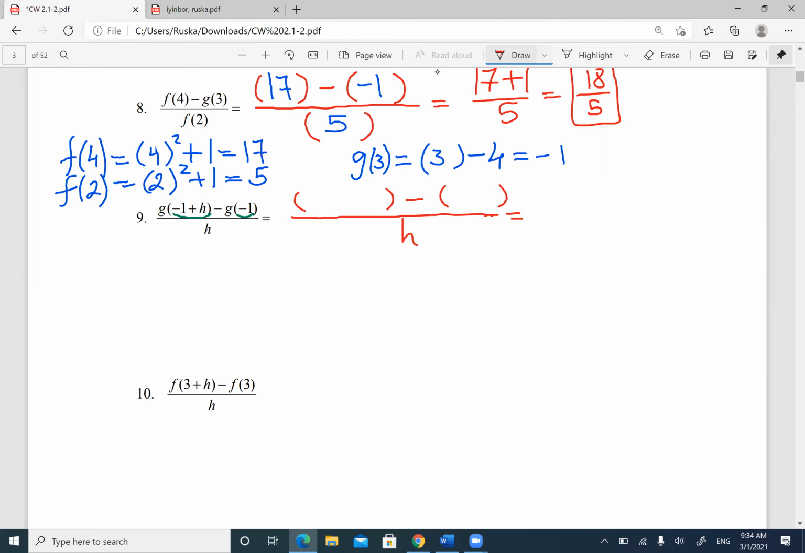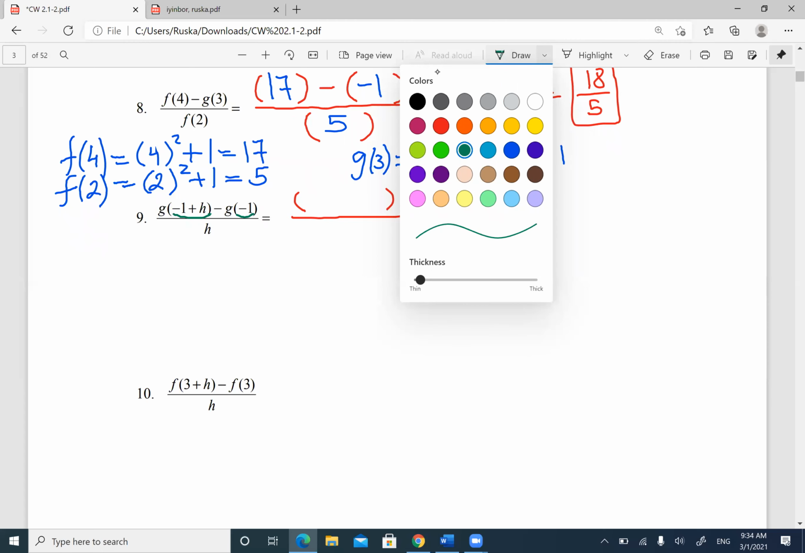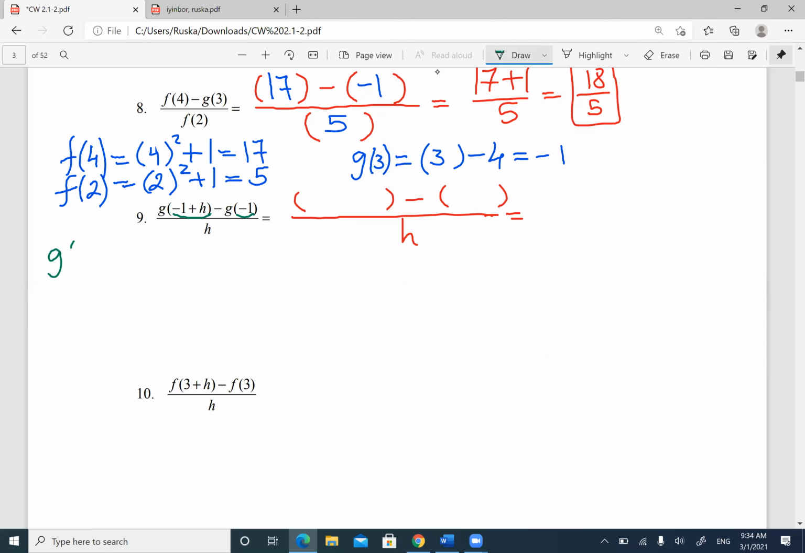So let's find what is g of -1 plus h. The function g is x minus 4, right? So that was -1 plus h minus 4, which is going to be h minus 5, right? So that's what you're going to put here, h minus 5.